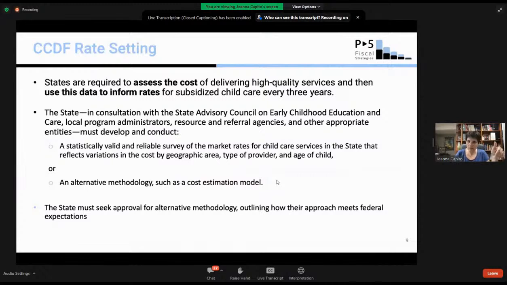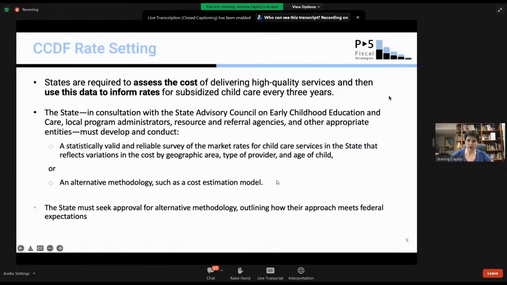States are required to assess the cost. It actually uses the term cost, even though most states use market rate, which we all well know is not cost. But we already know that. We are moving to cost, so we're going to put that bit of framing on the part of the feds behind us. That information has to be used to inform rates that are set for subsidized childcare, which is your federal source of funding. The Child Care and Development Fund dollars come into the state of California, and then you use it in part to pay for subsidizing childcare, early care, and education settings.